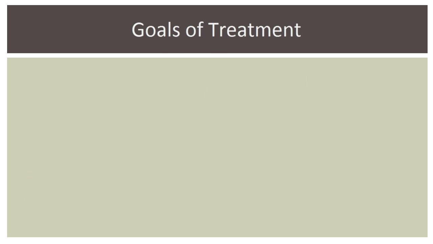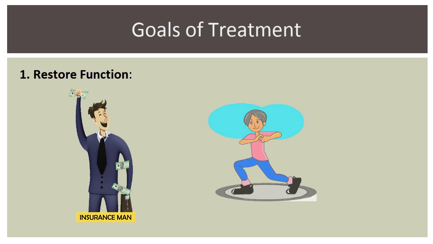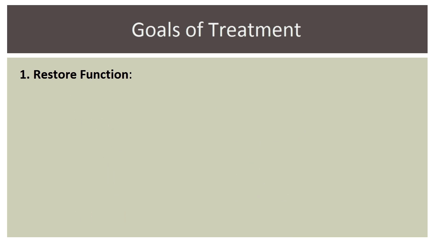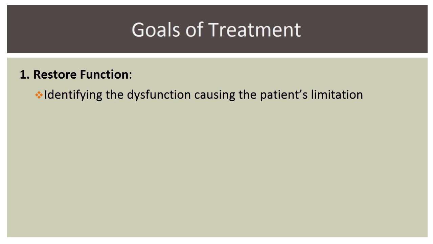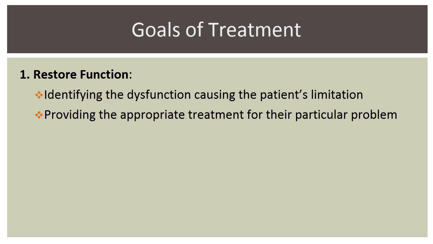So before we get into treatment, we need to think about what our goals of treatment are. And primarily, the number one reason for treatment is to restore function. That's what the insurance companies are paying for. That's what the patient wants. They want to get better. In order to restore function, you need to identify the appropriate dysfunction that is causing the patient's limitation. Once you've identified it, that's half the job. Then you need to provide the appropriate technique for their particular problem or dysfunction that they have.